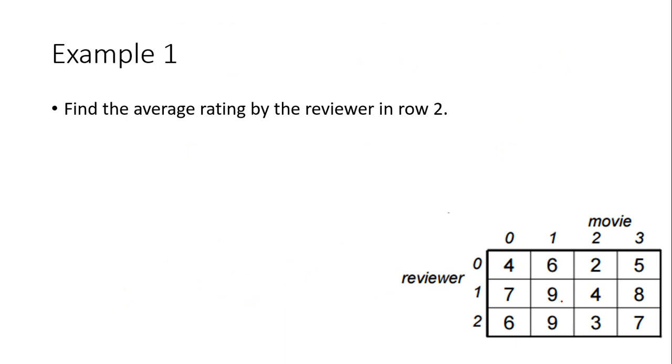Now, let's try one that's a little bit more coding in this regard. So I need to find the average rating by the reviewer in row 2. So now we got to think through this. How can I add up all of the numbers? So what they want me to do is add 6, 9, 3, and 7. But we don't want to just add 6, 9, 3, and 7. That wouldn't be cool. We want it so that it does it automatically no matter how many movies this guy reviews, right? So notice I'm going through only row 2, but I am changing the column that I'm covering. So we probably only need one for loop, right? Because I'm not going through both rows and columns.